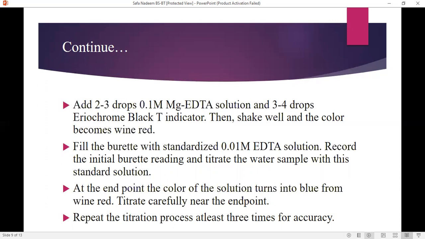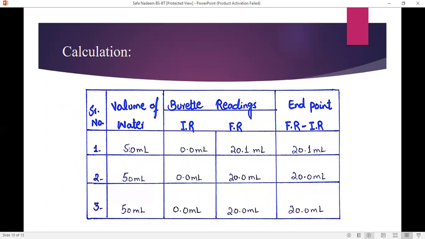Titrate carefully near the end point. Repeat the titration process at least 3 times for accuracy. Here are the calculations of this experiment. These are all the supposed values.